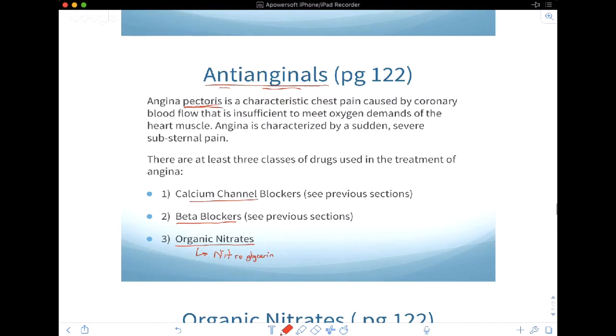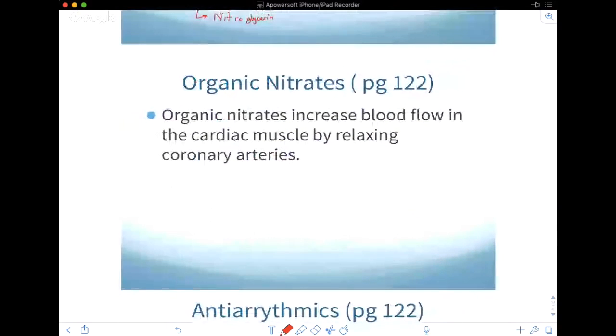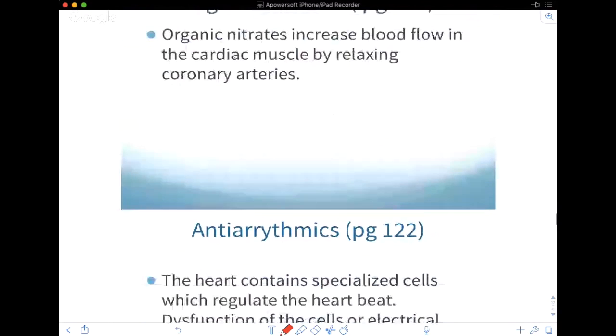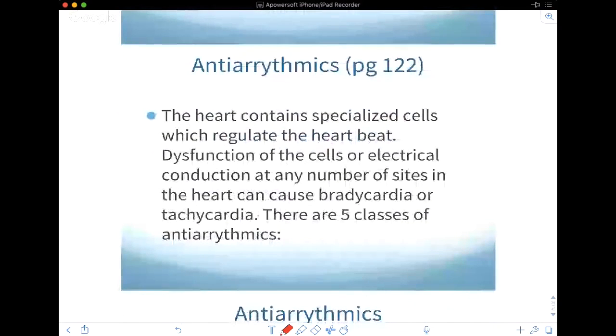All right, so organic nitrates. Organic nitrates increase blood flow in the cardiac muscles by relaxing coronary arteries. Antiarrhythmics. The way that you remember that is arrhythmic. If you have any musical knowledge at all, arrhythmic is like a rhythm. If you think of a rhythm, you think of a beat, like boom, boom, boom, boom. And what makes that sound? Your heart makes that sound. So this is going to be something that has to do with the heart.